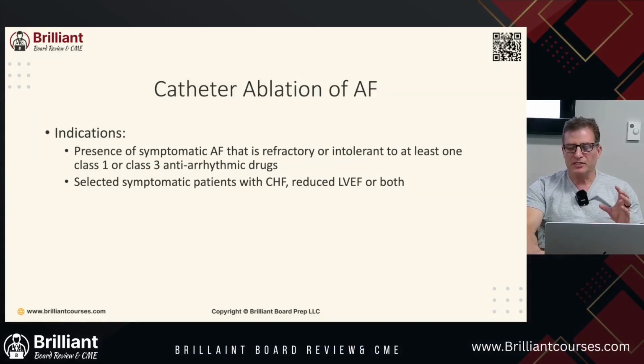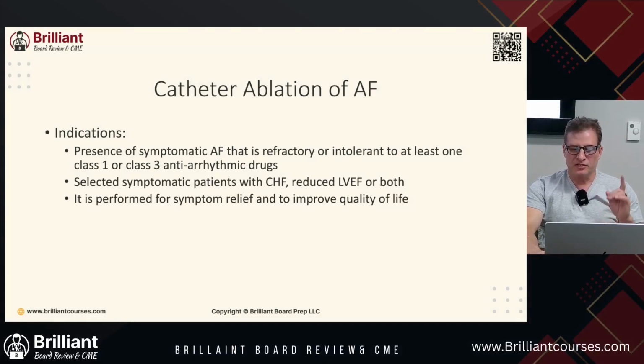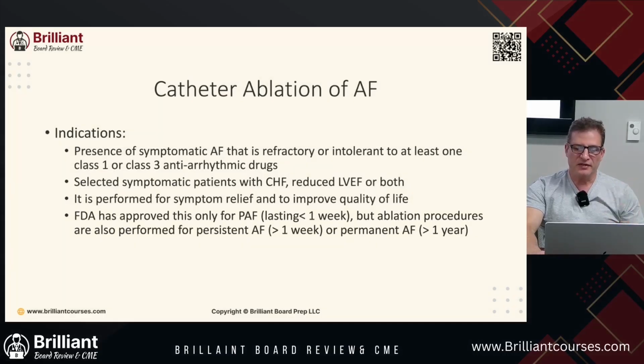Selected symptomatic patients with CHF, reduced ejection fraction, or both. Ablation is performed, and here is the key: symptom relief and improvement in quality of life. And we'll talk about this. FDA is also approved for paroxysmal atrial fibrillation lasting less than 1 week, but ablation procedures are also performed for persistent atrial fibrillation greater than a week or permanent atrial fibrillation greater than 1 year.